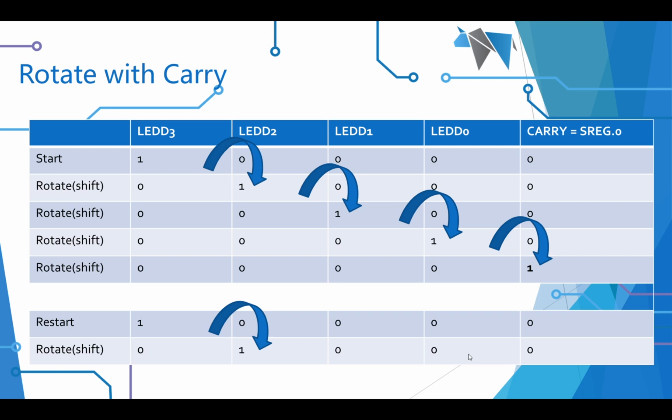because it looks like this. What happens is we're going to set LED 3, then 2, then 1, then LED 0.